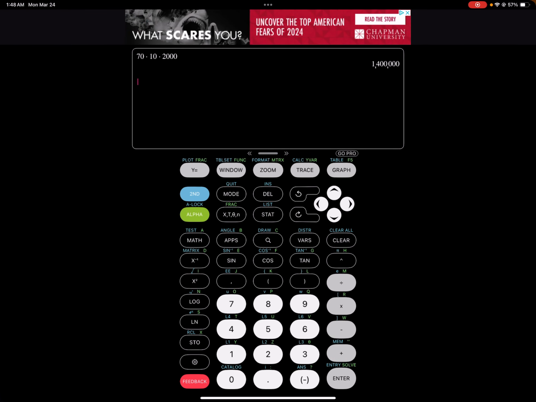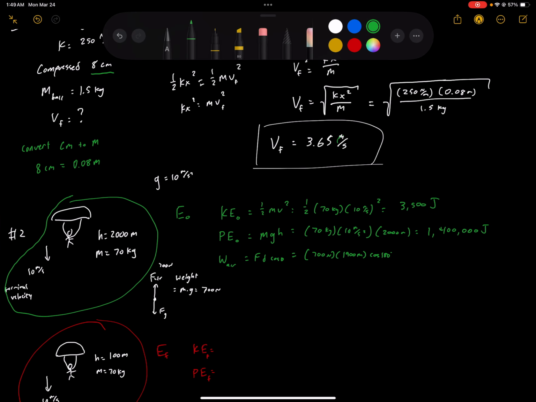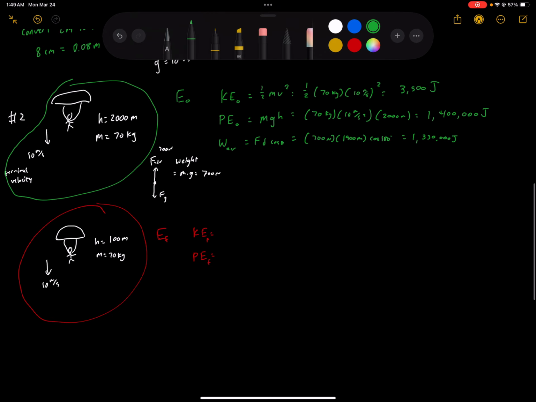Let's just calculate it. As a reminder, we know cosine 180 is equal to -1. And then I'll multiply that by the force of air resistance, which is 700, and it displaces 1,900 meters downward. So I got 1.33 million. All right, so I have -1.33 million joules.